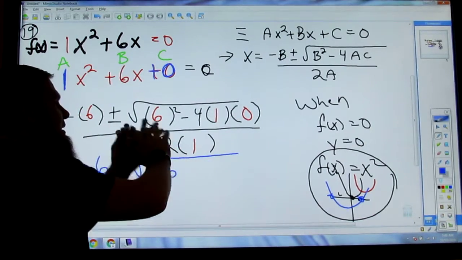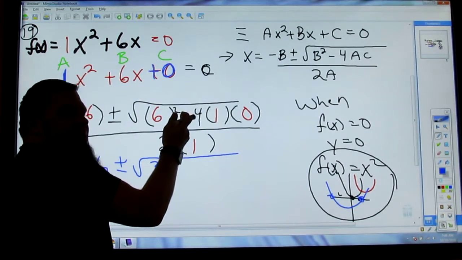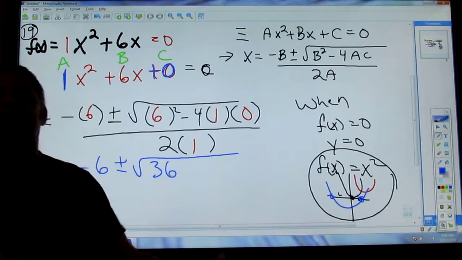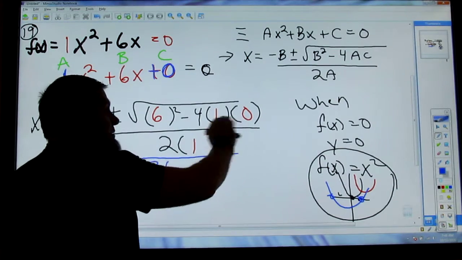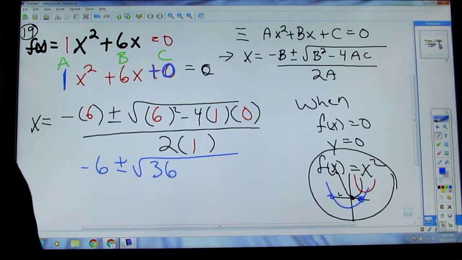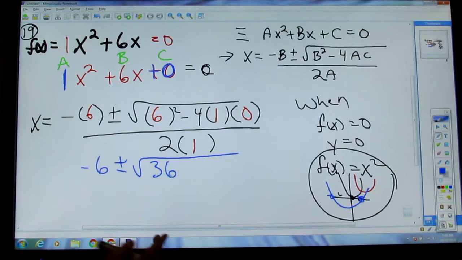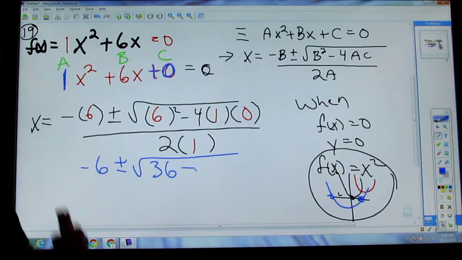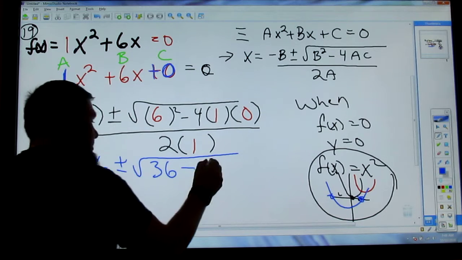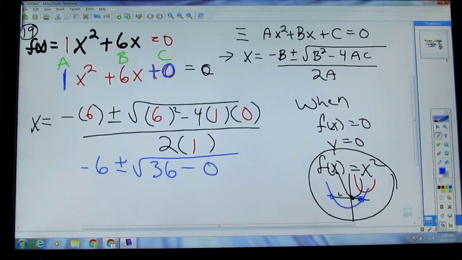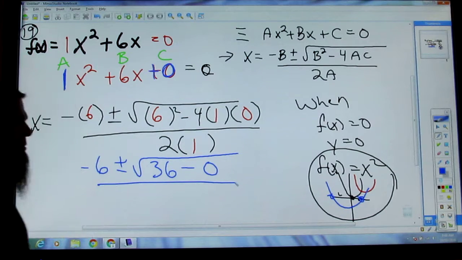Now, I kind of look at this and I go, well, if I see a negative here, I want to see how many more negatives I see. In this case, I don't see any more negatives. Okay? So it's just minus. And then I do the math. 4 times 1 is 4. 4 times 0 is 0. So I just have 36 minus 0. Okay? All over 2 times 1, which is 2.